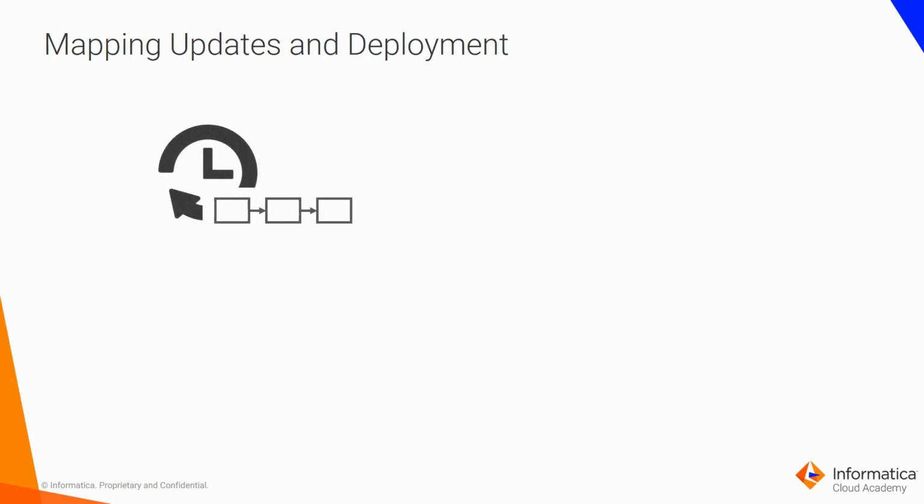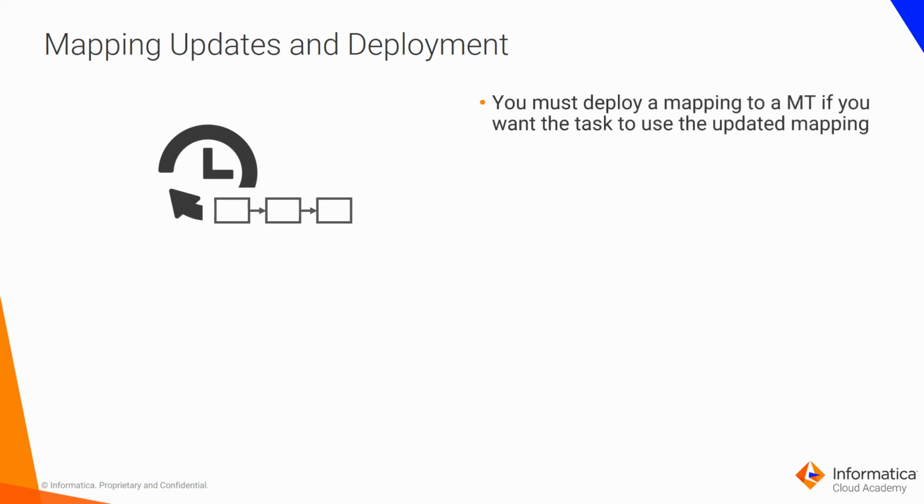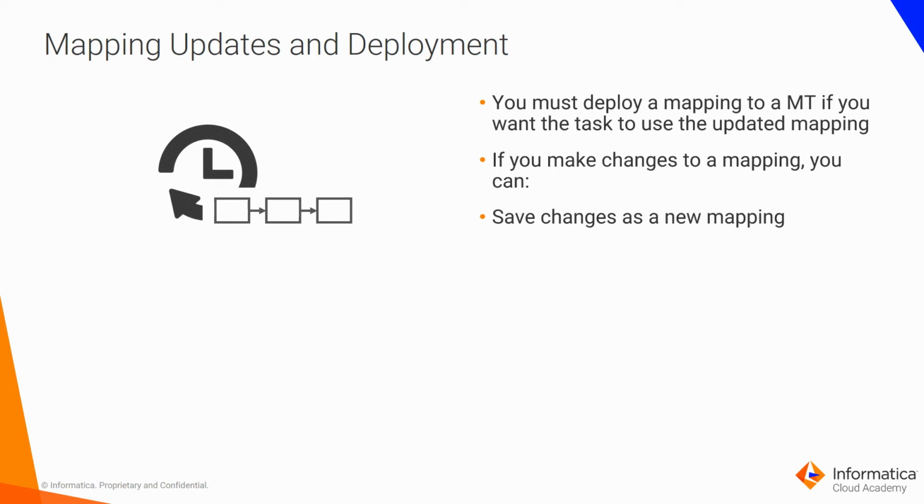If you make changes to a mapping that is being used by mapping tasks, you must deploy your changes to have the task use the updated mapping. After you update a mapping used in a mapping task, you have the following choices. You can save your changes as a new mapping. You should use this option when you want to keep the previous versions of the mapping and related mapping task.